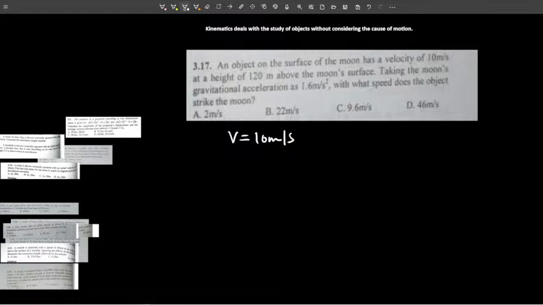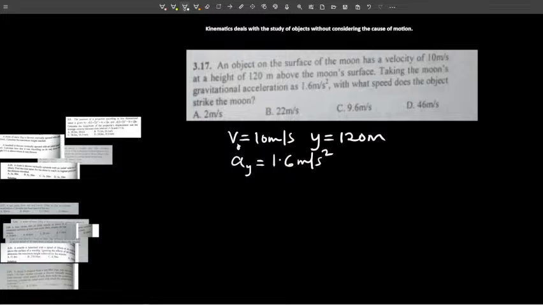All right. So we're given the velocity of the surface of the moon to be 10 meter per second. So that is the initial velocity. What else? At a height of 120 meter above the moon's surface, so that means that this one on the y-axis is 120 meter. You're taking the moon's gravitational acceleration to be that. So a on the moon, obviously that is ay, giving 1.6 meter per second square.